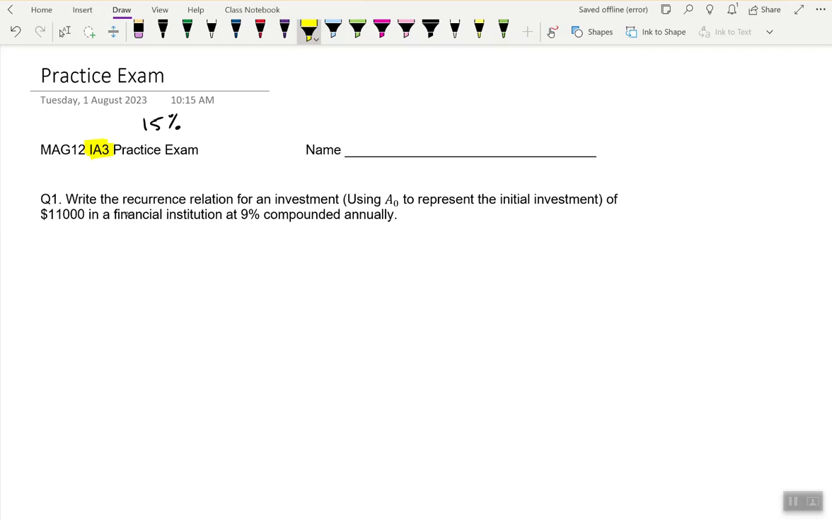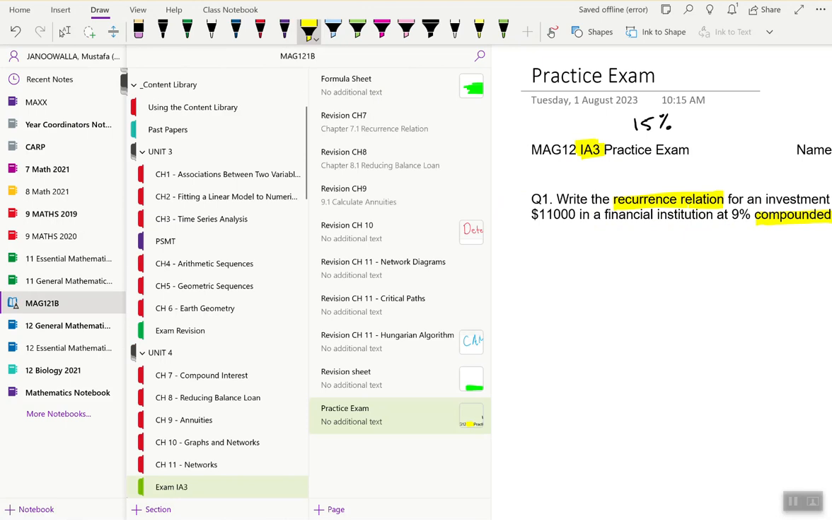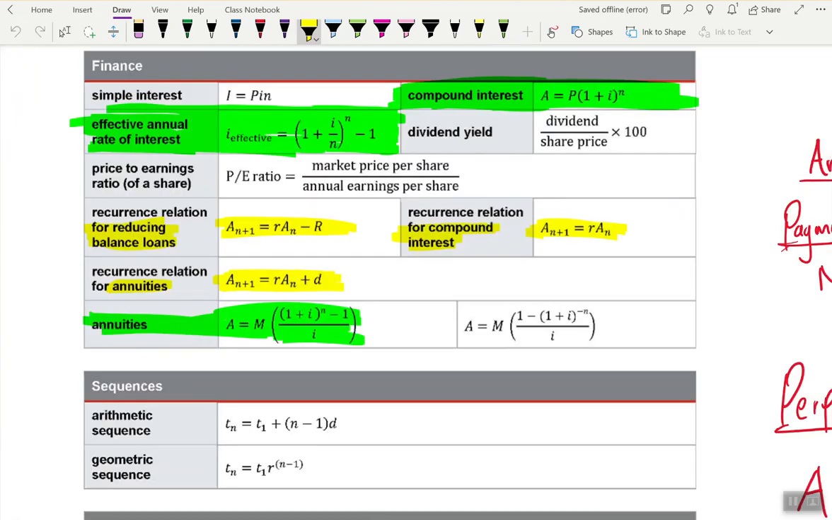The first question says, write the recurrence relation for an investment using A naught to represent the initial investment of $11,000 in a financial institution at 9% compounding annually. Okay, straight away you go to your formula sheet and it's talking about recurrence relation, the first thing I highlighted, and that's our yellow one here.